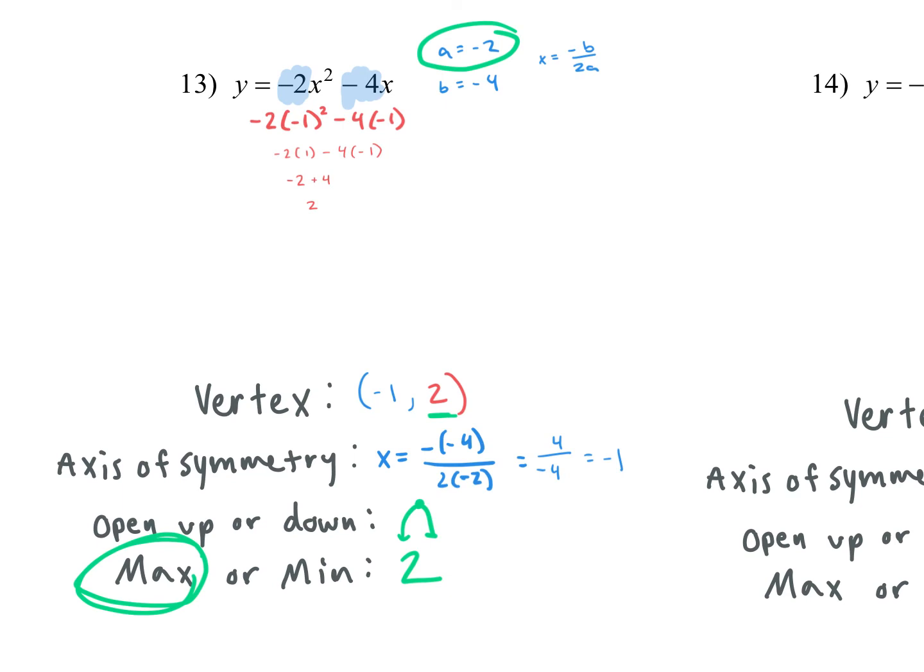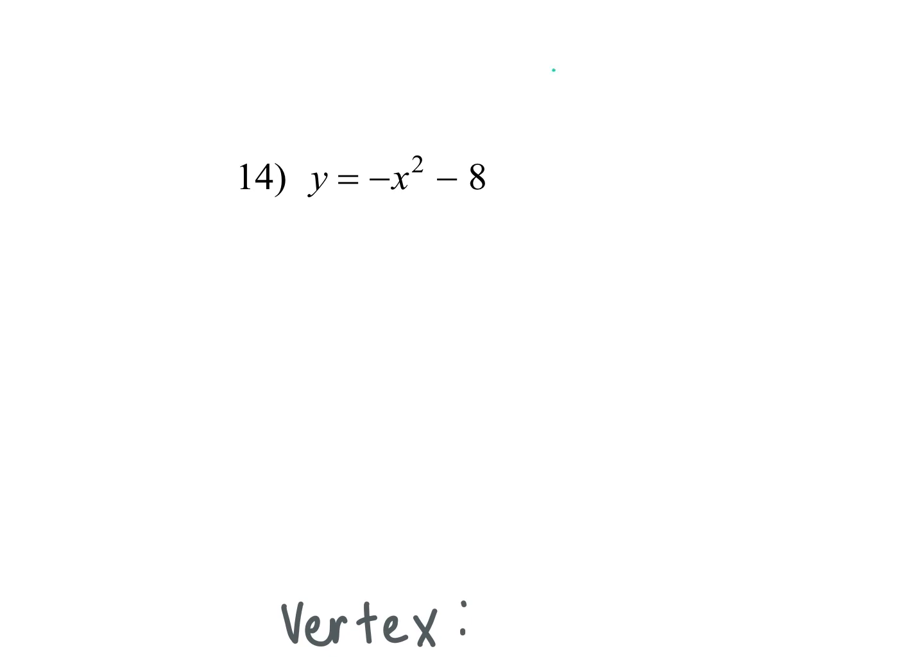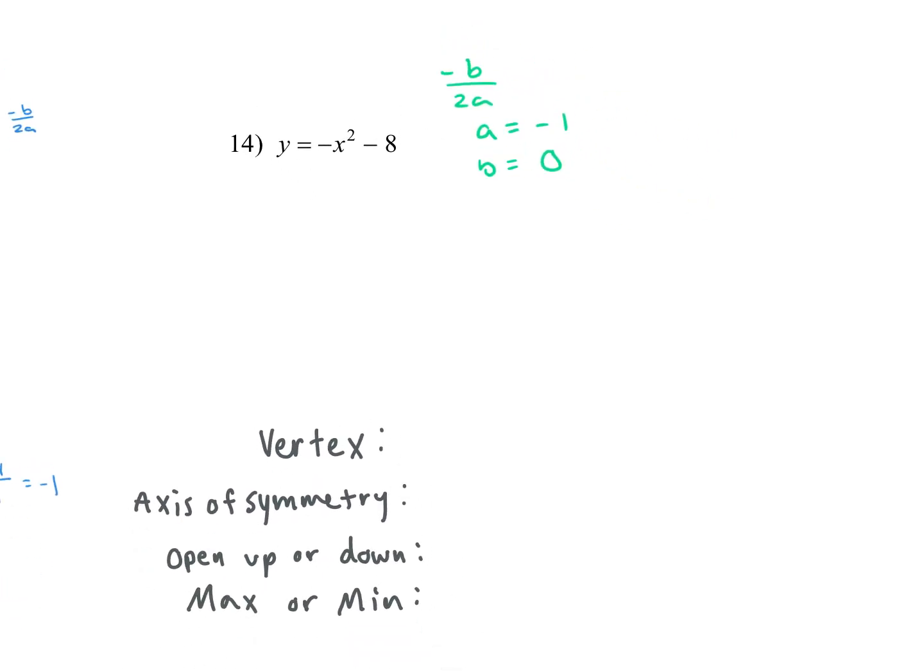All right, let's look at 14. So negative B over 2A. What's A? Negative 1. And what's B? 0. There is no B because we don't have an X. So how do I find my axis of symmetry? What do I plug in? What's the formula? Negative B over 2A. So negative 0 over 2 times negative 1. What happens when 0 is on top? Your whole answer is 0. So what's the first number in my vertex? 0.